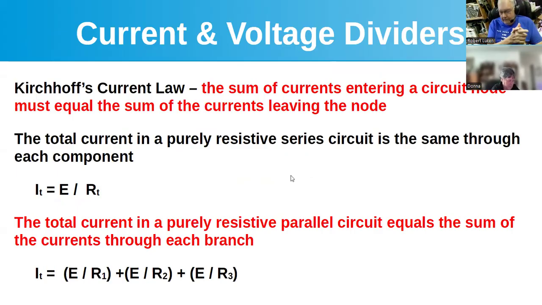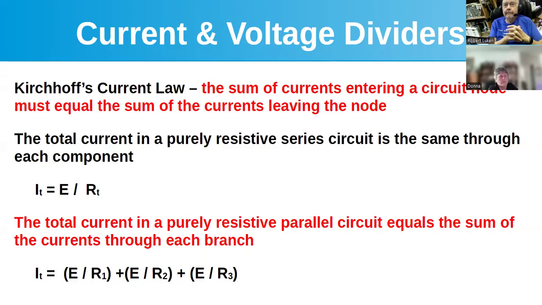There's a thing we learned early on in electrical engineering about Kirchhoff's laws. He actually has two. He has a current law and a voltage law. And his current law states that the sum of the currents entering a circuit node must equal the sum of the currents leaving the node. So they add up to zero.